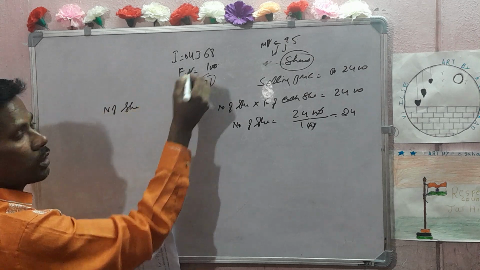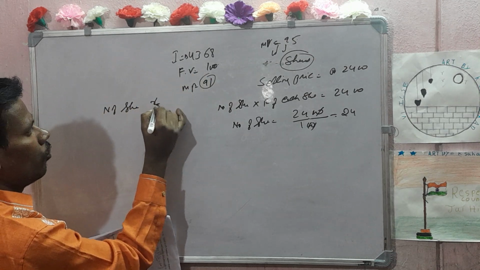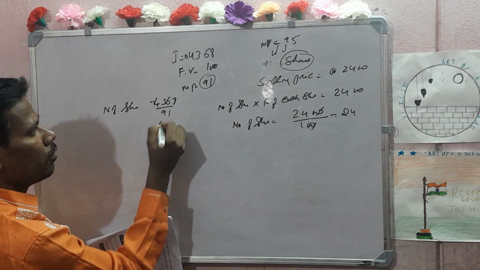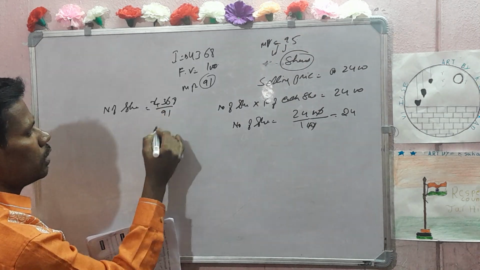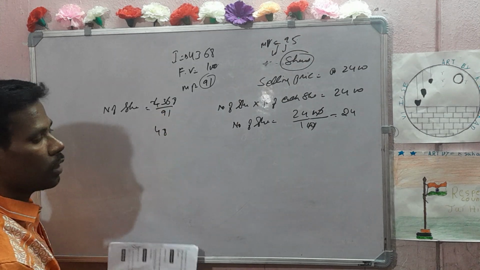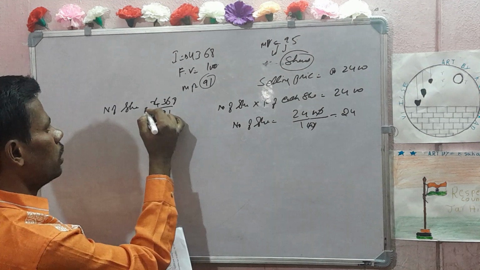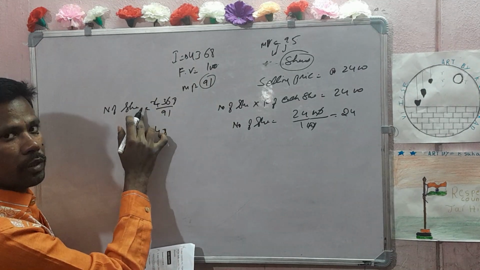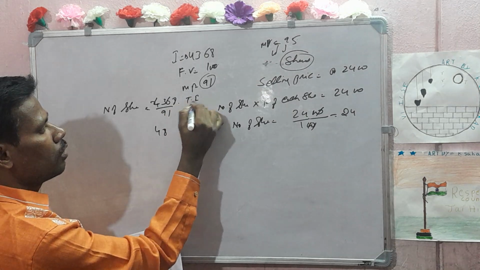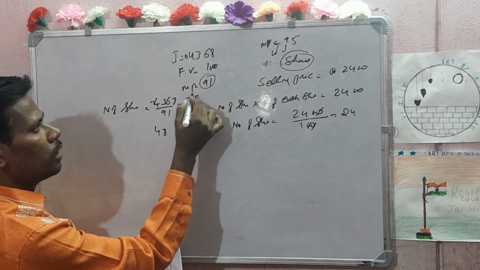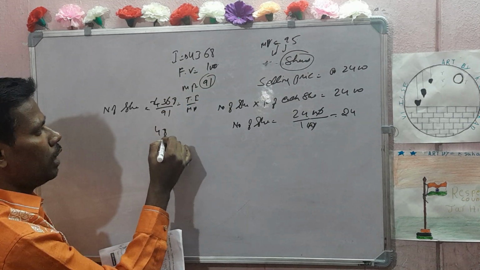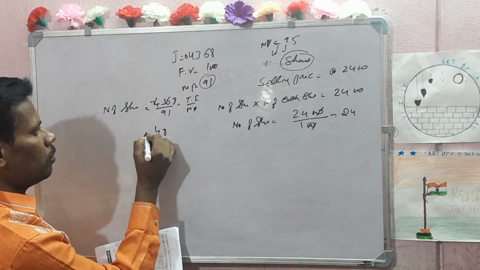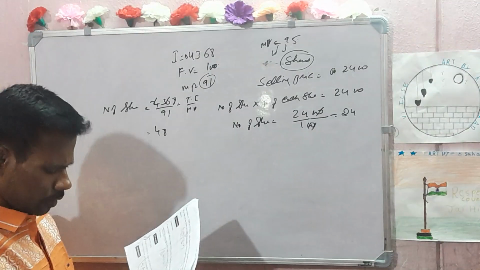Number of shares in the first case: 4368 by 91. Which is nothing but 48, I think. So the calculation you do, it is 48. What is number of shares? Total investment by market price. Total investment is 4368 by 91. So that is nothing but 48 shares.